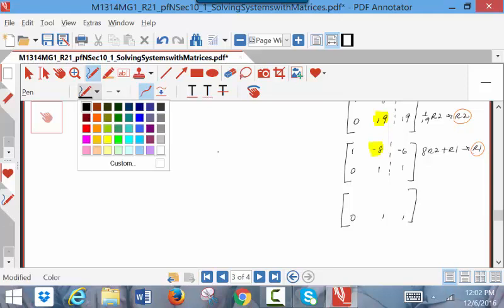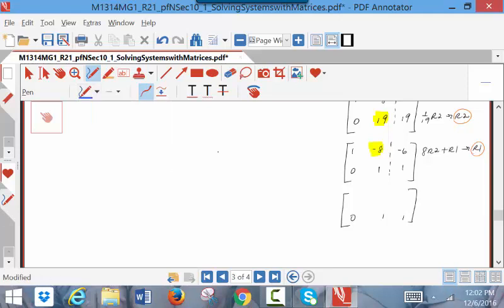Okay, I need to take 8 times row 1. 8 times 1 is 8. 8 times a negative 8 is a negative 60. Wait, I'm doing this wrong. Wrong row, right? Lose that. Yeah.